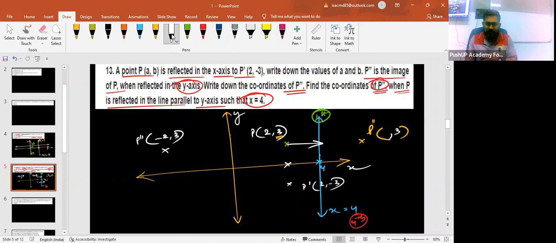Now tell me children, from this point 2 on the x-axis till this 4, what is the distance? It is 2 units, right? So from point 4 towards the right hand side, the distance should also be 2 units, right? So where will it reach? 6. So the x coordinate is what? 6. I hope everyone got this. Good job.